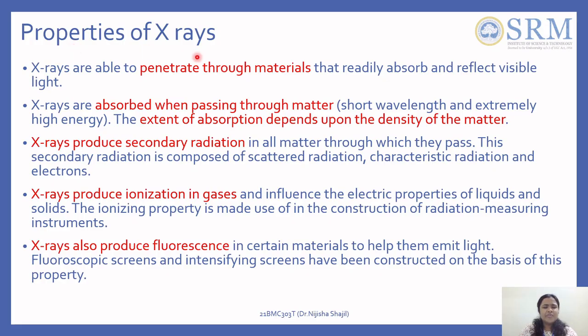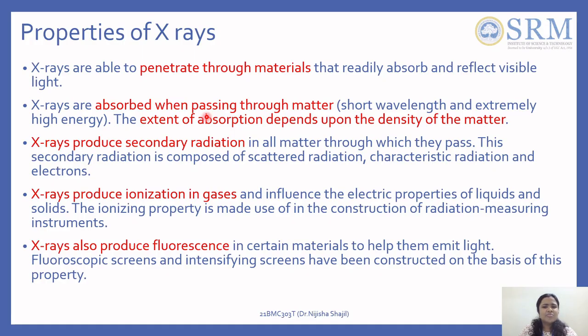The properties of X-ray. Before we apply X-rays to our body, we need to know what the properties are. The first important property is they can penetrate through material, which means they allow it to pass through, and they can also absorb and reflect visible light. So that is another important thing. The second main property is they are absorbed when passing through matter. First, they will allow it to go. When they go, they get absorbed because they have short wavelength and extremely high energy.